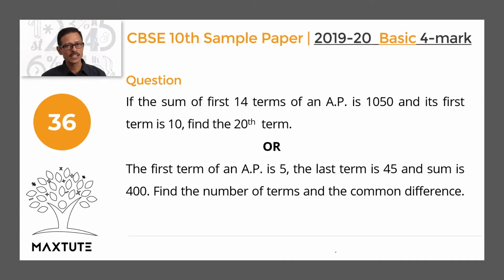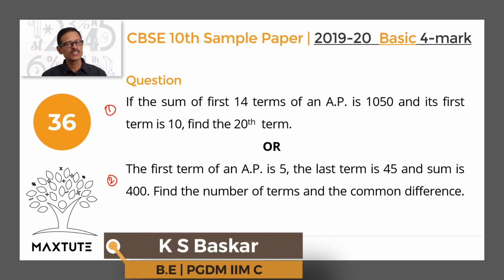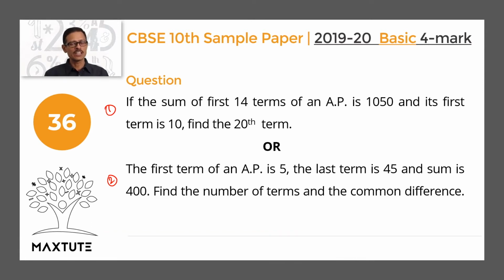Video solution to a 4-mark question that appeared from that chapter, Arithmetic Progressions. Question number 36. This question has got two alternatives, 1 and 2. Both these alternatives test the two important concepts in AP. What is the nth term of an arithmetic progression? What is the sum up to n terms of an arithmetic progression? Let's quickly recall the formula for both and then proceed to solving these alternatives.